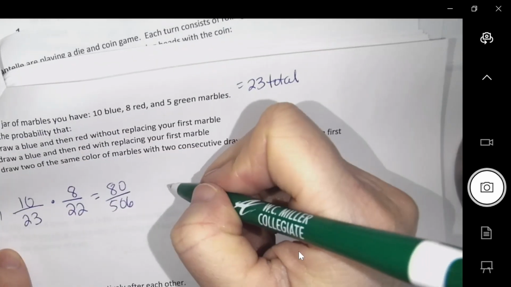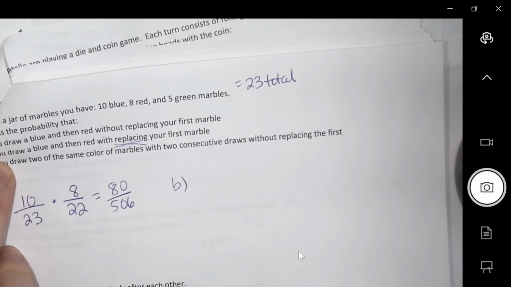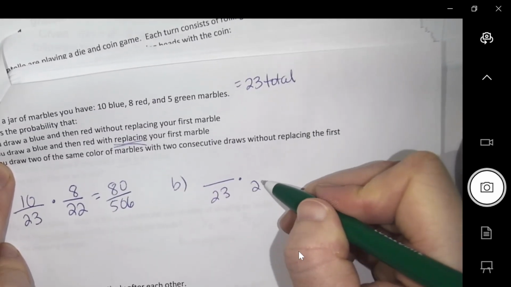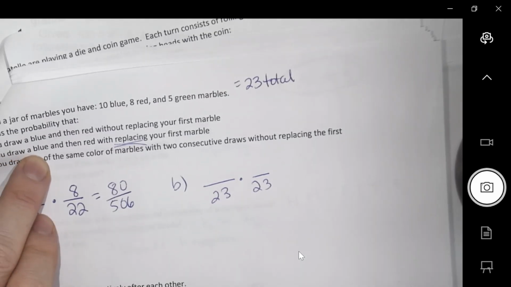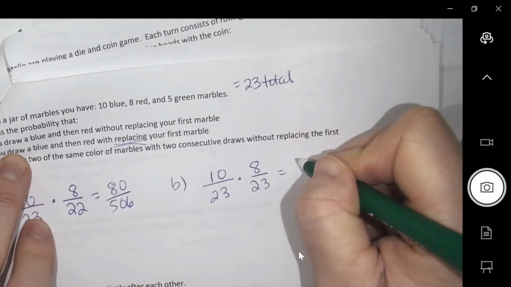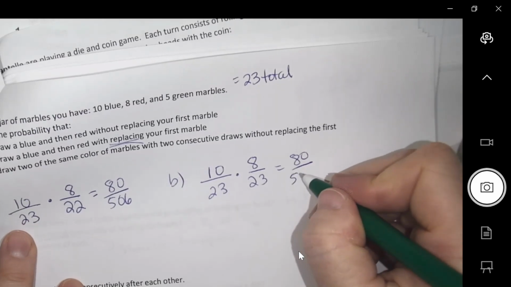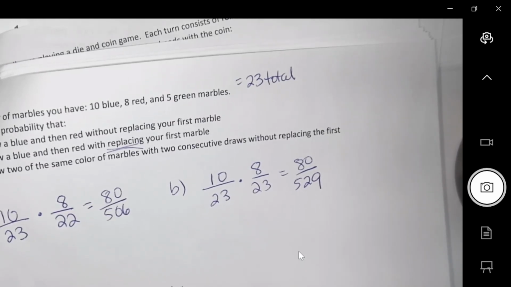Okay, B. You draw a blue and then a red with replacing your first marble. So that means every time I go in, there should be 23 marbles in the bag because I replace it. So if I do a blue, there's 10, and then a red, there will be 8. Okay, so replacing or not replacing. Make sure you're reading.